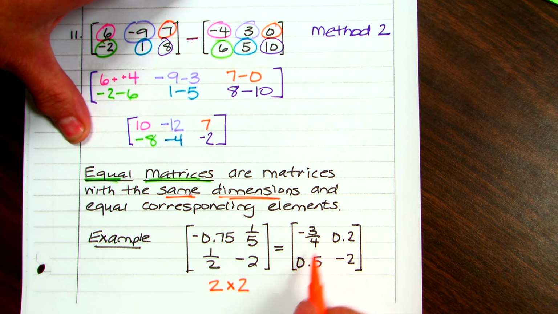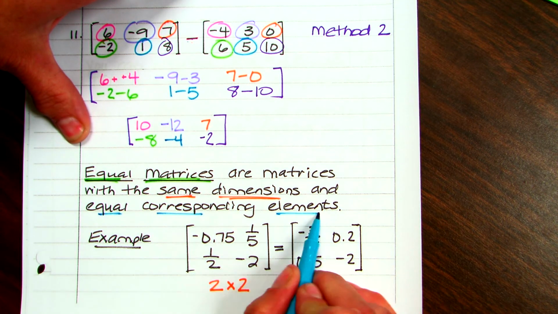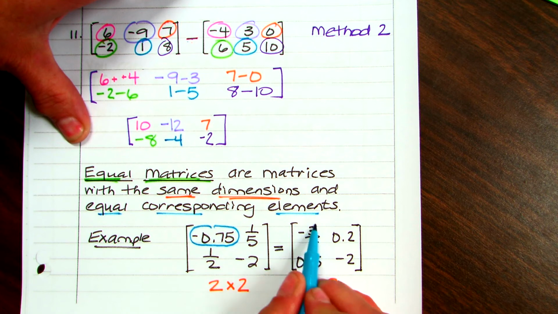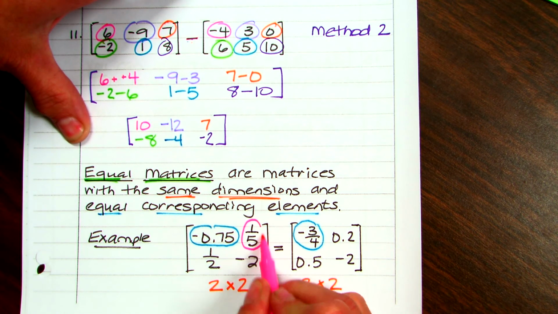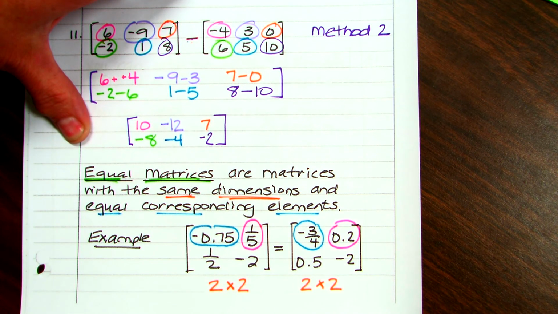This one is a 1, 2, and a 1, 2. So it is also a 2 by 2. Now we just need to see if they have equal corresponding elements. So negative 0.75 is equal to negative 3/4. 1/5 is the same as 0.2. 1/2 is the same as 0.5. And of course, negative 2 is equal to negative 2.